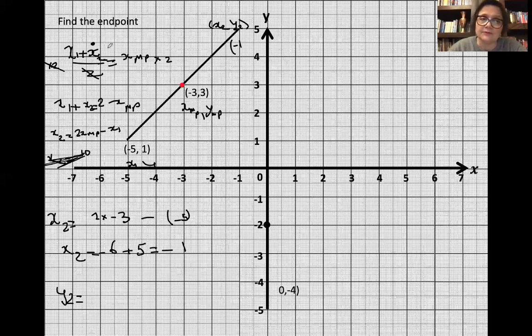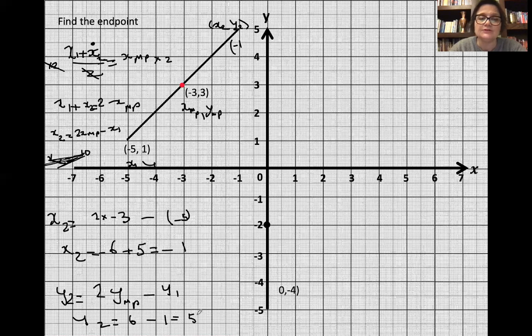y2, the formula, of course, is similar to this one. So y2 is going to be, if x2 is 2x midpoint minus x1, then y2 is going to be 2y midpoint minus, instead of x1, we put y1. Let's substitute. So y2 is going to be 2y midpoint. Y of the midpoint is 3. So 2 times 3, let's put 6 straight away, minus y1, minus 1, and the answer is going to be 5.